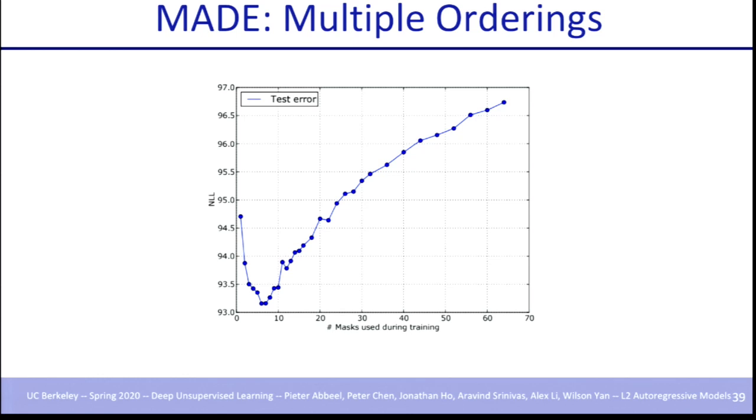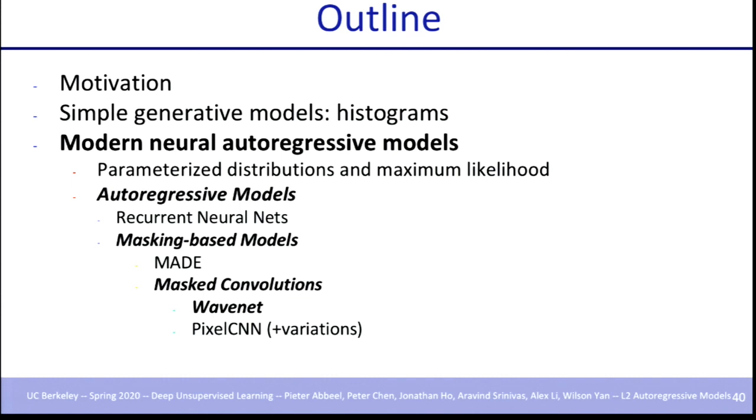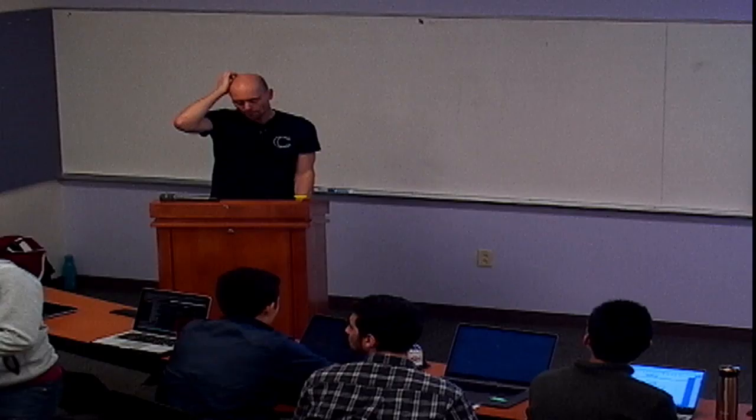Let's see, what time is it? 6:20. It's not halfway yet, but we're about to start something very different. So I propose, can somebody check if there's pizza outside? Oh, it's here? Can you help out Alex and Wilson to see how we want to set it up? So I propose we take a 15-minute break now, eat some pizza, and then we'll start with masked convolutions.